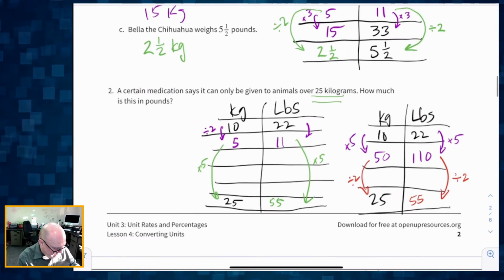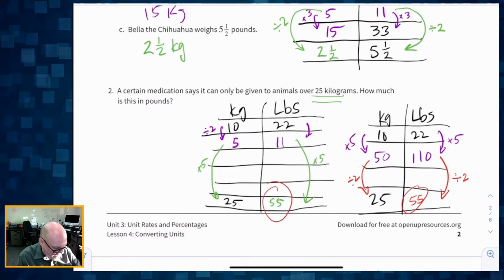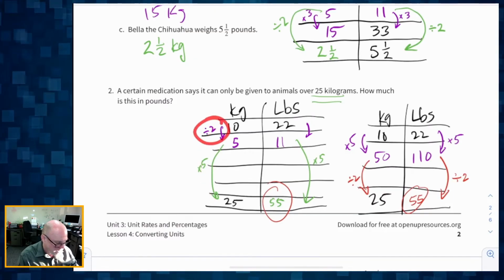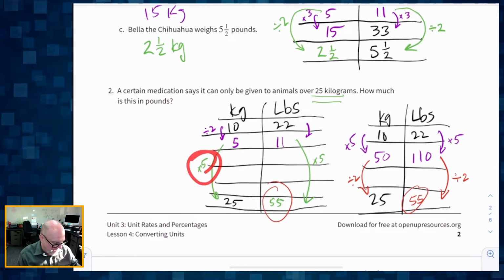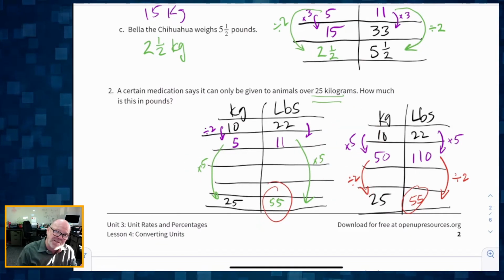They both give me the exact same answer, but I did it using kind of different recipes, so to speak. This recipe was divide by 2 times by 5. This recipe was times by 5 divide by 2. Same numbers, isn't it? Okay.